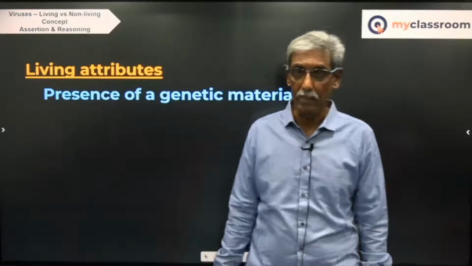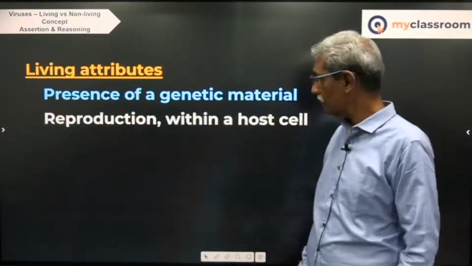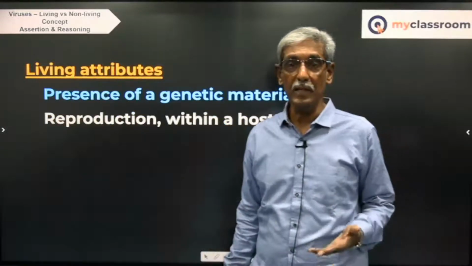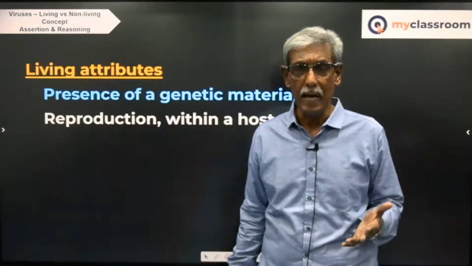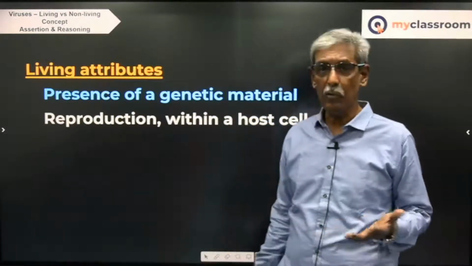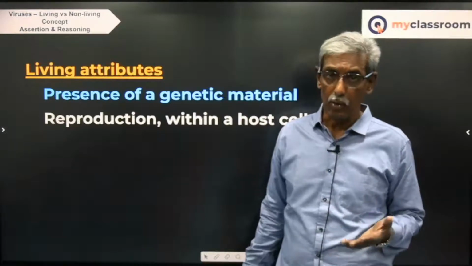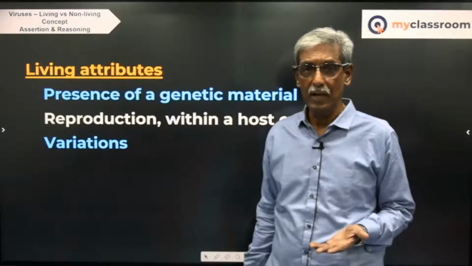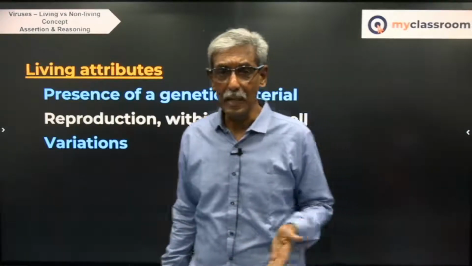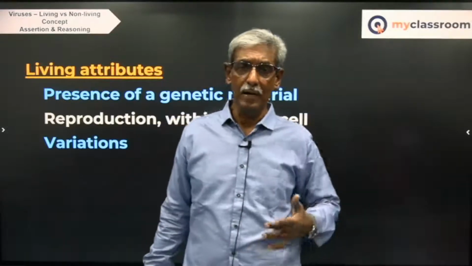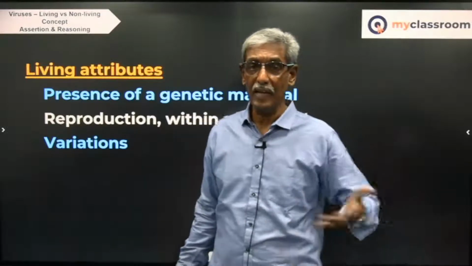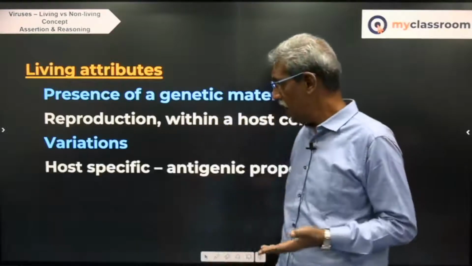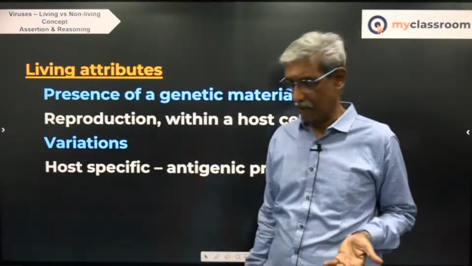So, the most important living attribute is that they have genetic material. You understand it could either be DNA or RNA. They can reproduce within the host cell. They multiply within the host cell and they break down the host cell. That's how you get your common cold, and they show variations. If you take the present theme of COVID, it has got different mutagenic lines. There are a lot of variations, and they are very, very host specific.